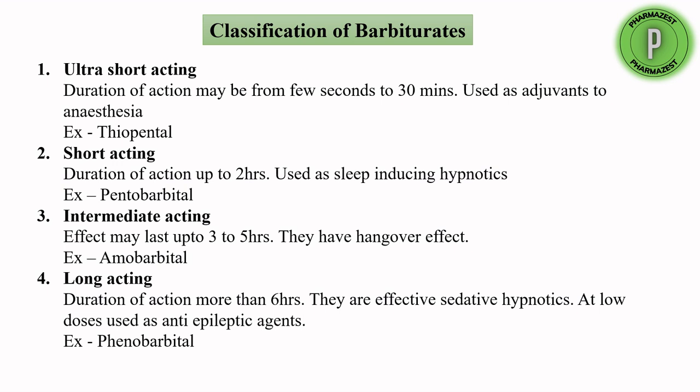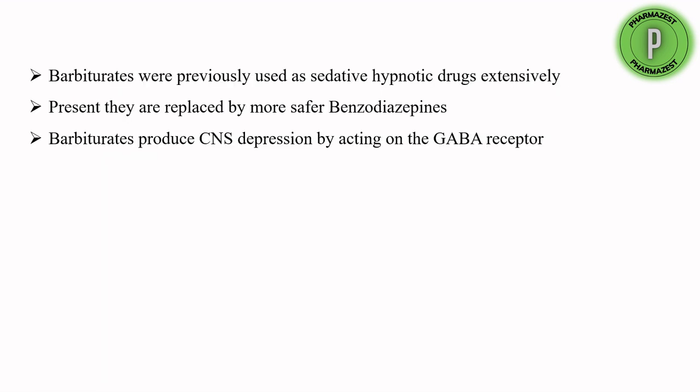And next we have long acting barbiturates. For these, the duration of action is more than 6 hours. These are effective sedative hypnotics, and at lower doses they can also be used as antiepileptic agents. Here phenobarbital is a long acting barbiturate. Based on their duration of action, that means for how long they are acting, they are divided into these four different classes of compounds. Another point over here is that barbiturates were previously very extensively used to induce sedation or hypnosis, but now they are majorly replaced by the benzodiazepines, which are safer than the barbiturates.